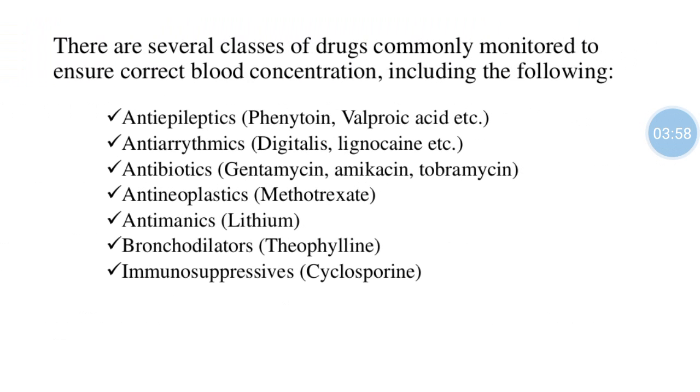Then what are the other drugs? There are several classes of drugs commonly monitored to ensure correct blood concentration. These are very famous drugs, examples for your therapeutic drug monitoring cases. One, anti-epileptics, that is phenytoin and valproic acid, can be checked. Second, antiarrhythmics known as digitalis and lignocaine, they are also very important. Then antibiotics: gentamicin, amikacin and tobramycin.